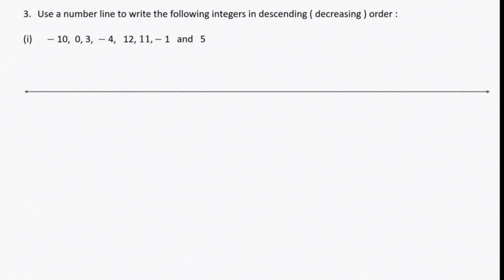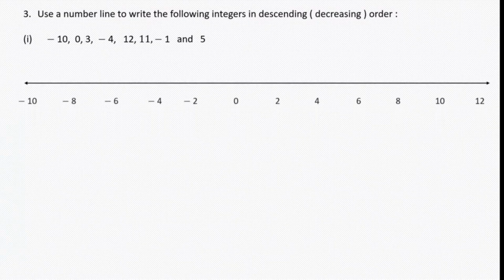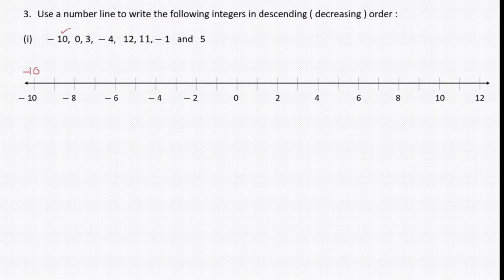Okay, so first step, draw the number line. Then mark the points and write your numbers. So once again, let's write these numbers above the number line. Minus 10. So I have minus 10. 0. Let's not miss out any number. That's why I'm ticking there. 3 is a positive number on the right side between 2 and 4. Minus 4. Minus 4 is here.